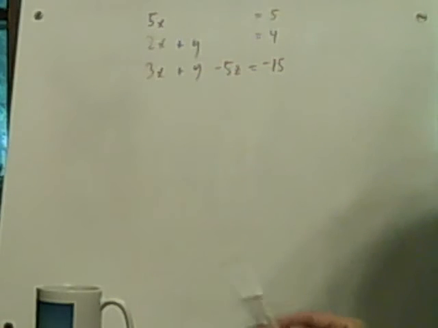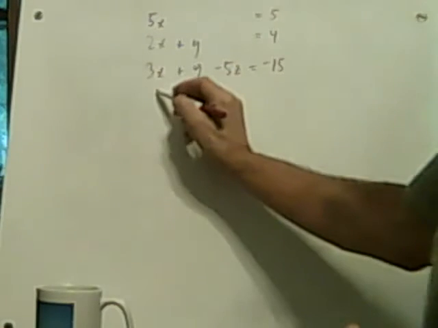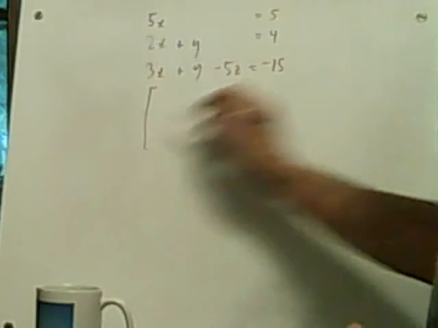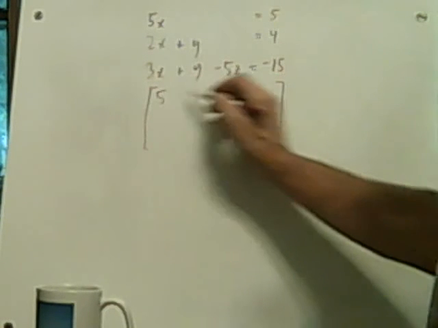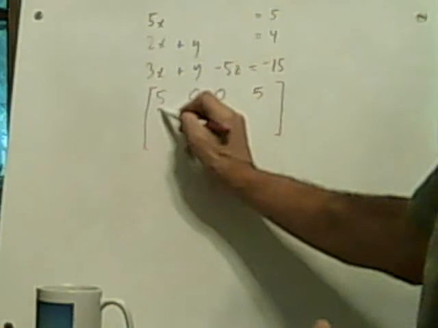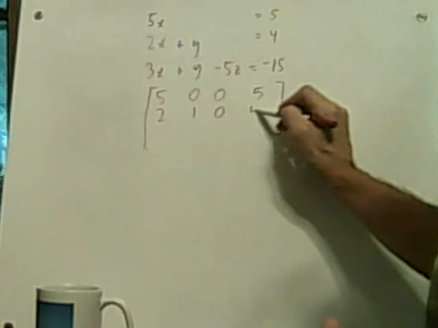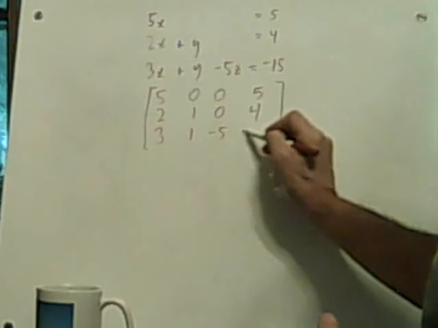We know right off the bat that this is going to be relatively easy to solve because we can solve the first equation for x, plug that into x in the second equation, solve that for y, plug the x and the y into the third equation, and solve for z. But let's just put this into the matrix form to see exactly how that's going to turn out in matrix land. In matrix land, this is 0, 0, 5, 5, 2, 1, 0, 4, and 3, 1, -5, -15.